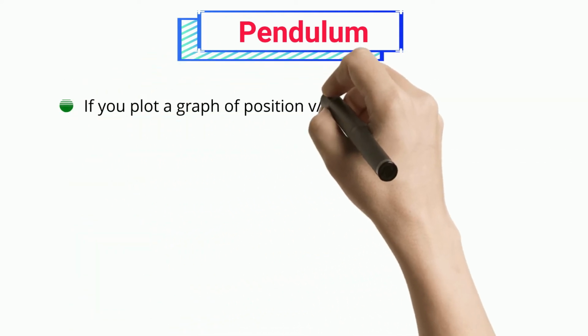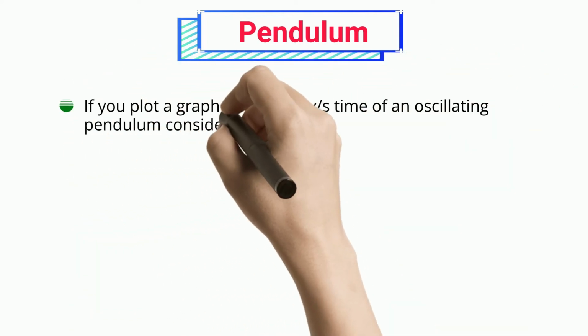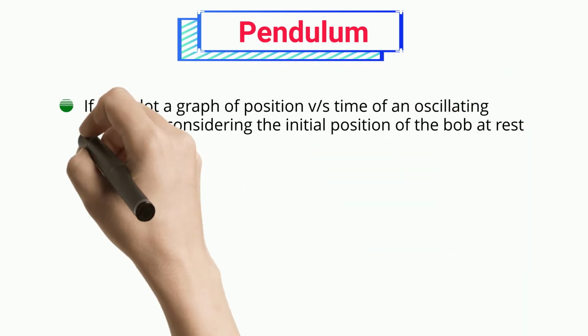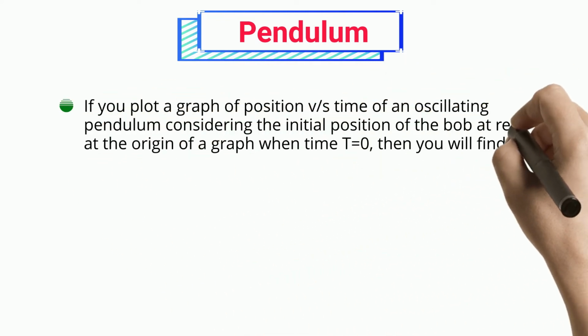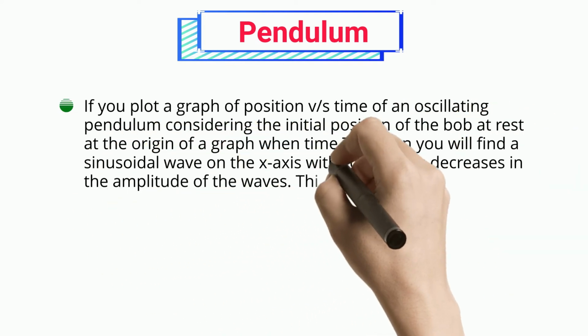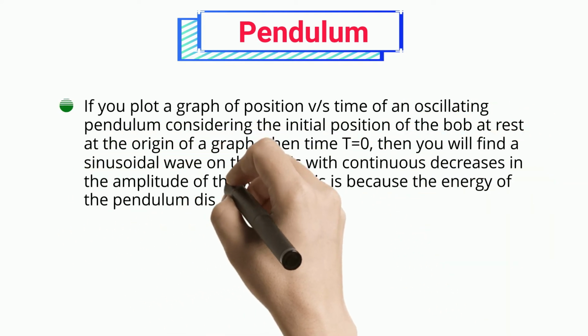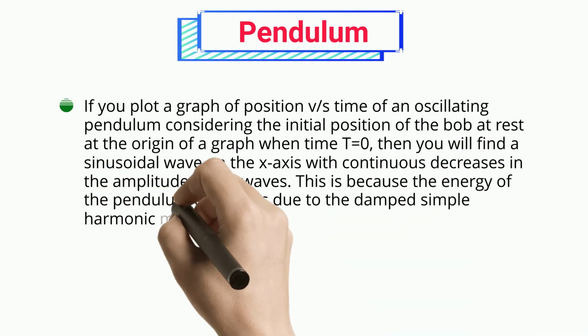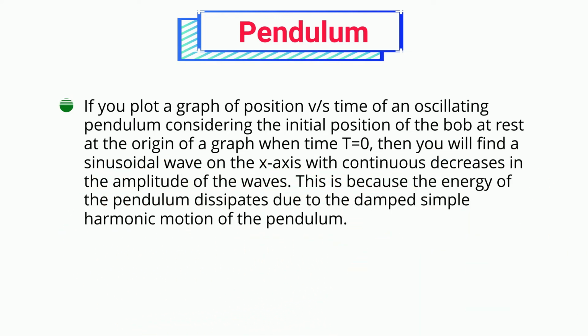If you plot a graph of position versus time of an oscillating pendulum, considering the initial position of the bob at rest at the origin of the graph when time t equals 0, then you will find a sinusoidal wave on the x-axis with a continuous decrease in the amplitude of the waves. This is because the energy of the pendulum dissipates due to the damped simple harmonic motion of the pendulum.